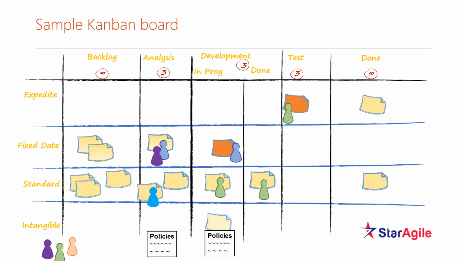And the delivery point is nothing but when an item moves from test to done. So there is the commitment point from backlog to analysis, and from test to done is your delivery point. Any questions on this?